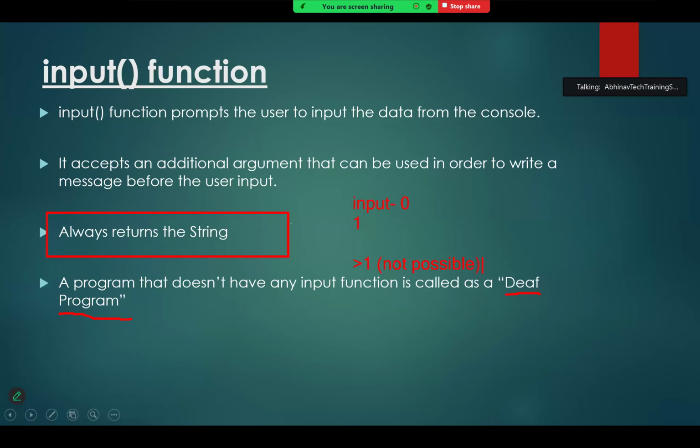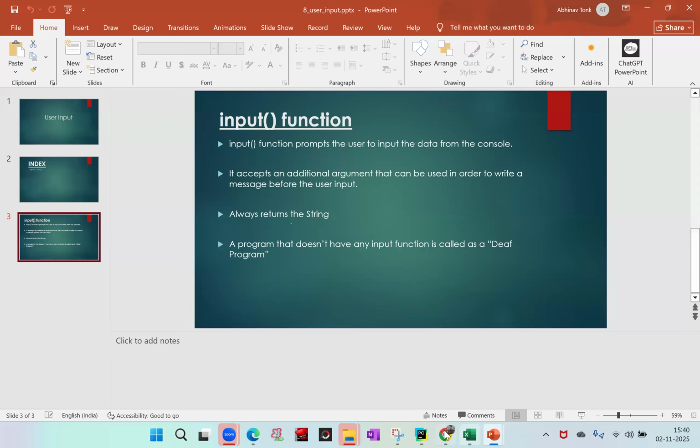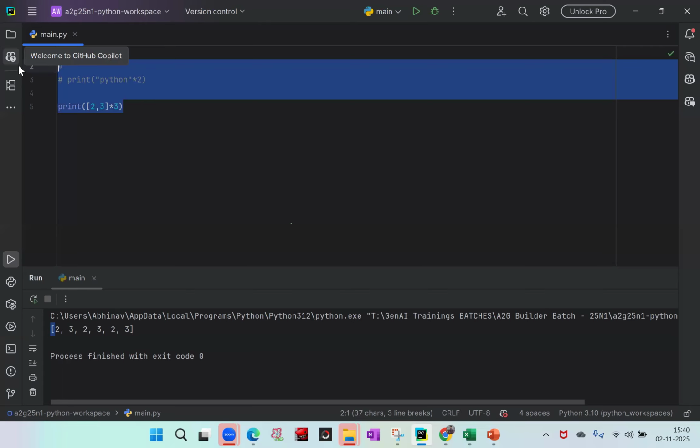How many could print have? Print can have 0, 1, and more than 1 arguments, right? We have seen that. But in input, we can have only 0 or 1 argument. More than 1 is not possible. Okay, let's go back to PyCharm and see how input works.